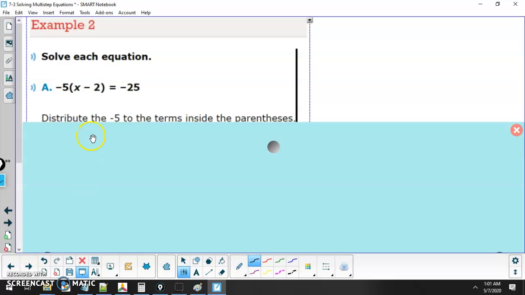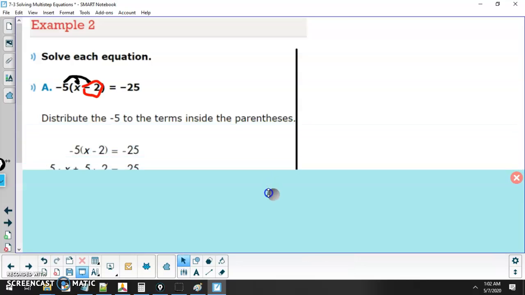Now, not all those steps are going to be in each problem here. We're going to start off with the easy one. I know it says example 2, but example 1's a lot harder, so we're going to start with example 2. To solve this equation, the first thing you need to do is distribute. Remember, distributing is multiplying the number outside by the two numbers on the inside. And if there's a minus sign, you think of it as a -2. So it's -5 times x, -5 times -2.